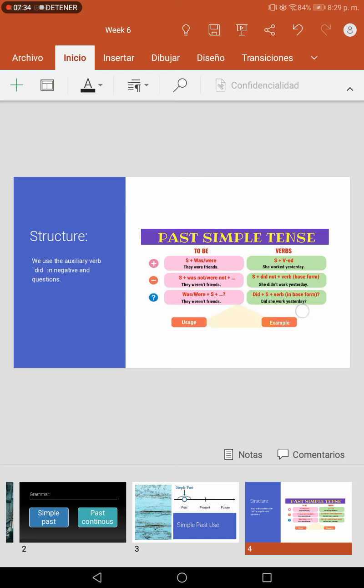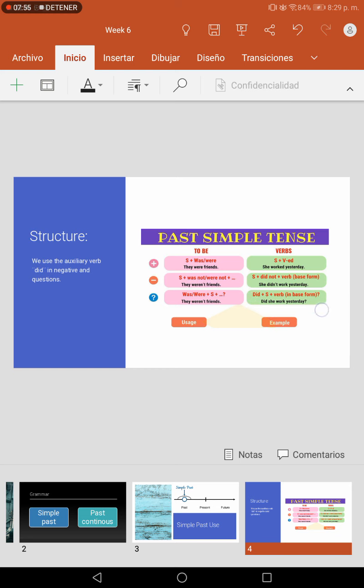Now, what happens when we have questions? When we have questions with simple past, we're going to invert the subject and the auxiliary verb. So now we're going to start with the auxiliary verb did, then the subject, and then the verb one more time in base form. Why? Because did is already giving the sense of the simple past.